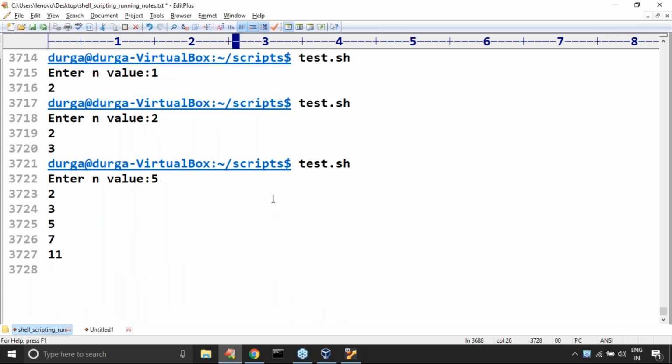Any doubt? The most dangerous examples, friends. The reason I'm taking these many examples is that you have to get perfection, sir. Beyond that, nothing.